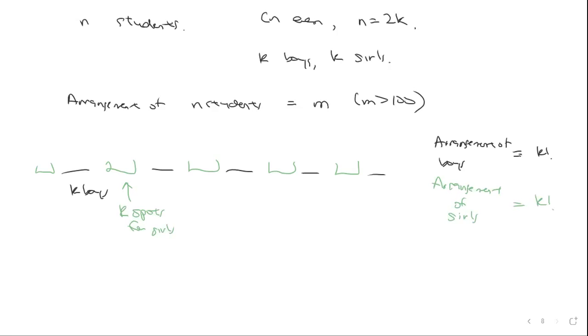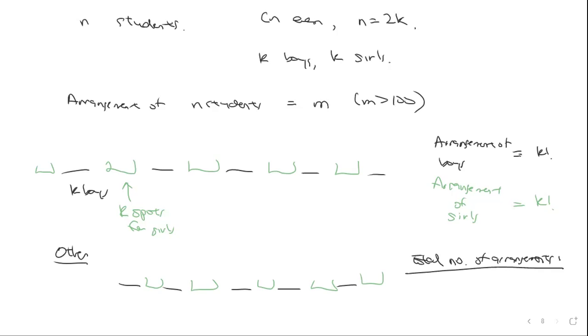But of course, that's also the only way. The other way it could be arranged is that the boys sit to the left of the girls, but that would be the same thing. So in other words, the total number of arrangements when the numbers are equal is k factorial times k factorial times 2. So m must equal 2 times k factorial all squared, where k is half of n. So that's when the numbers are equal.